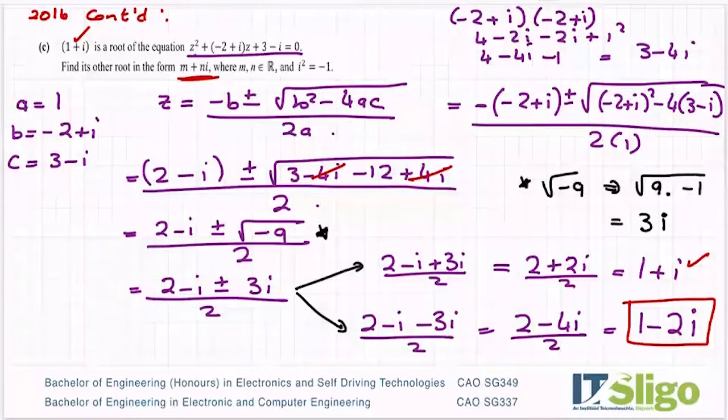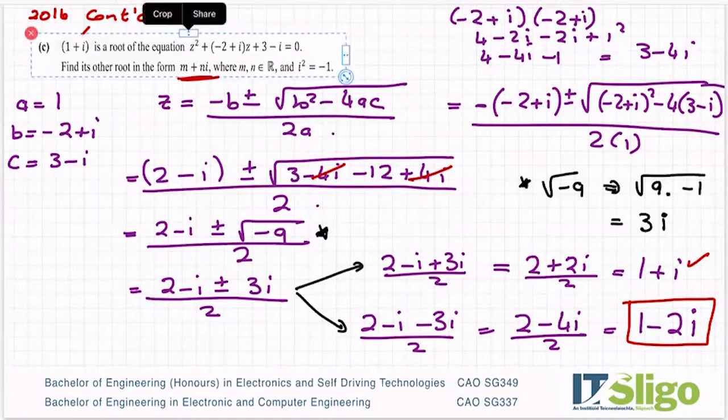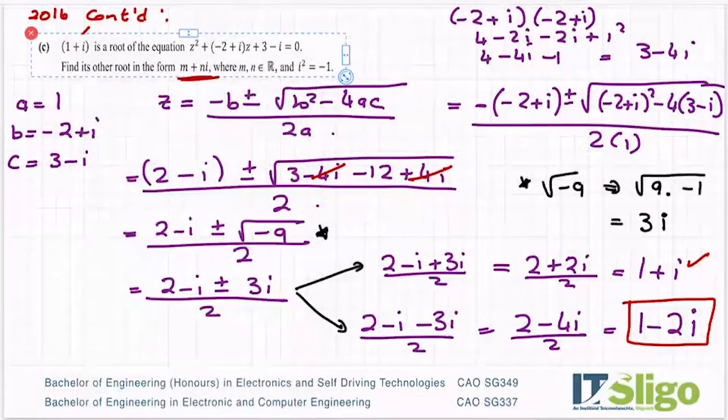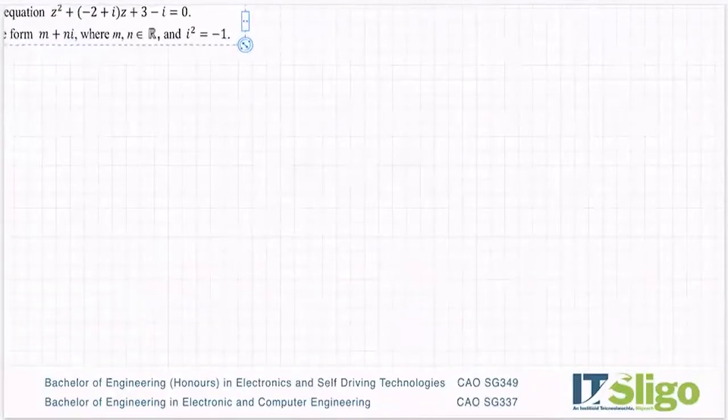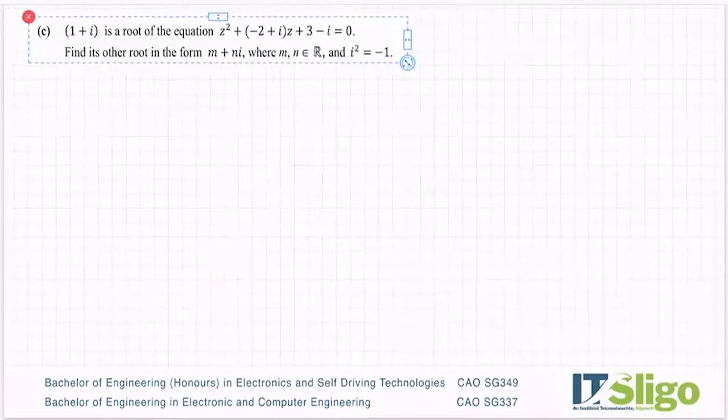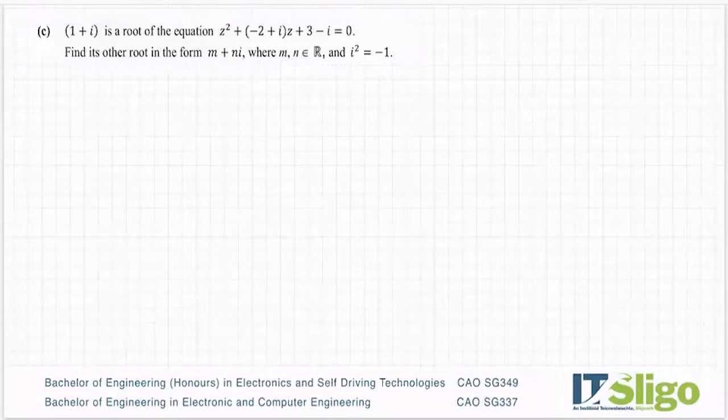Okay, so that is a perfectly acceptable way to find the other root. You could do it by equating the coefficients, for example. See if we can equate the coefficients and get the same thing. So you can also do sum of the roots and product of the roots and solve it that way. That's a perfectly acceptable way of doing it. You can do long division.